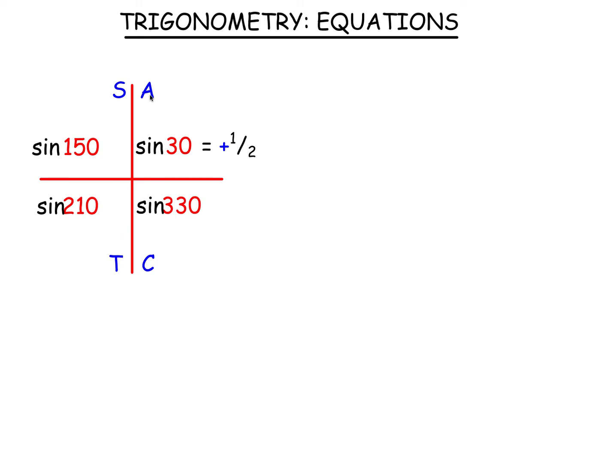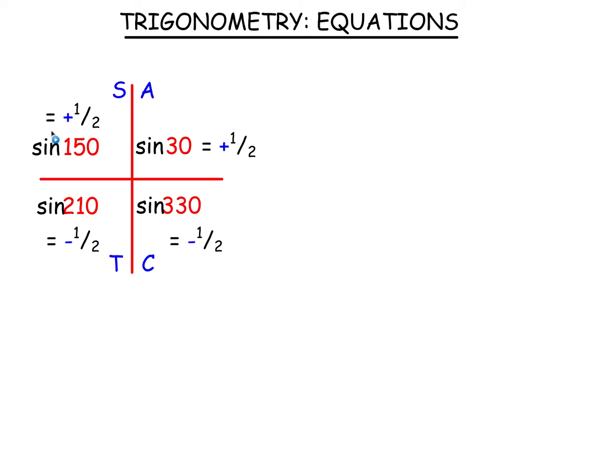And this ASTC tells you whether the functions are positive in value. So all are positive. Only the sine is positive. Only the tangent's positive. Only the cosine's positive. So there are 4 quadrants, and this tells you where functions go positive, and when they're not positive, they're negative.